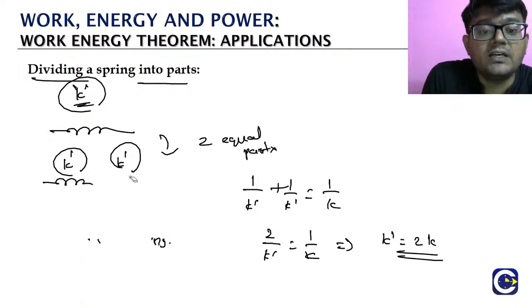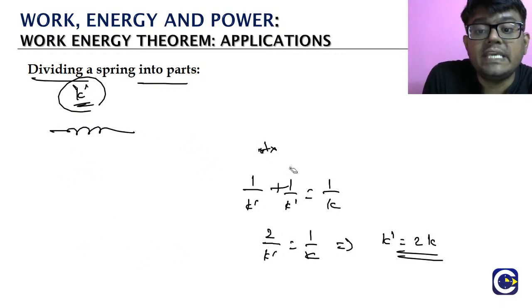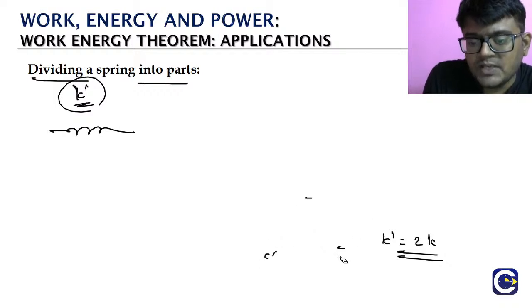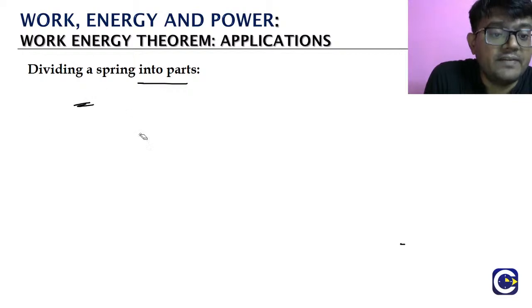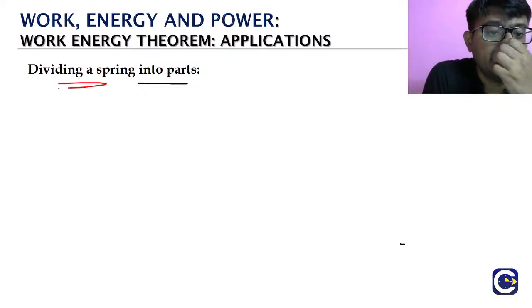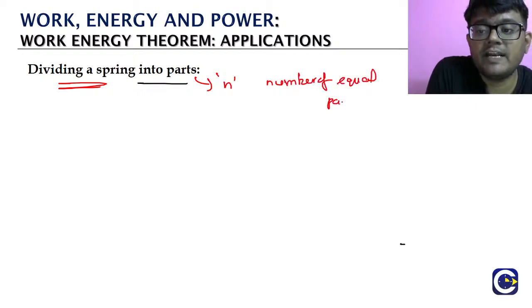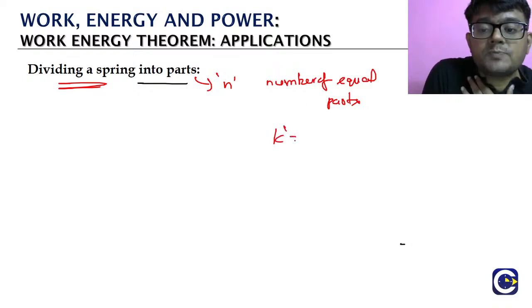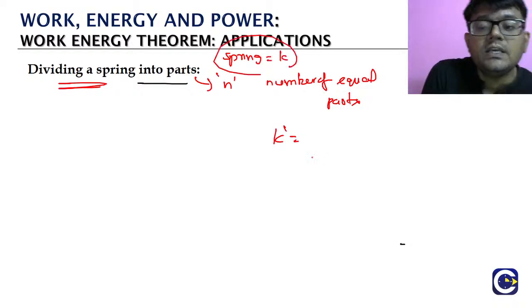Each of the parts will get 3k. If you are dividing the spring into n number of equal parts, what is the general result? If a spring is divided into n number of equal parts, each part's spring constant will be what? If the original spring's constant is k, each of the parts will have a spring constant of n times k.